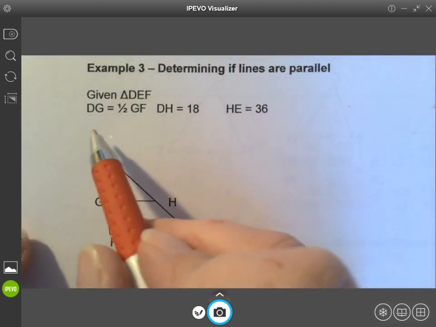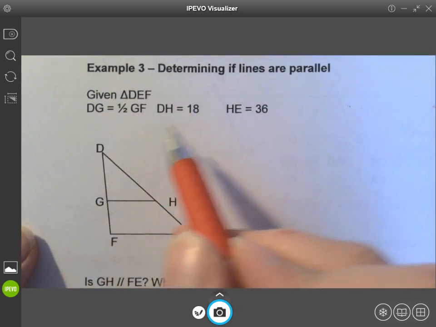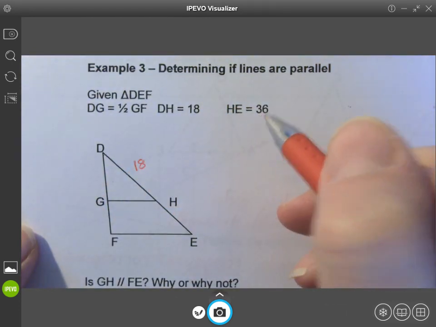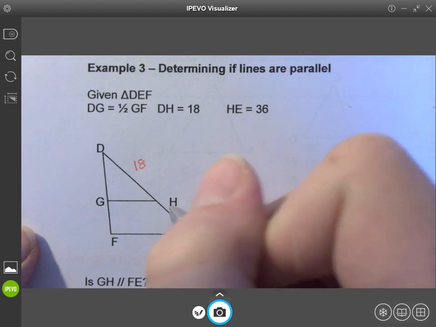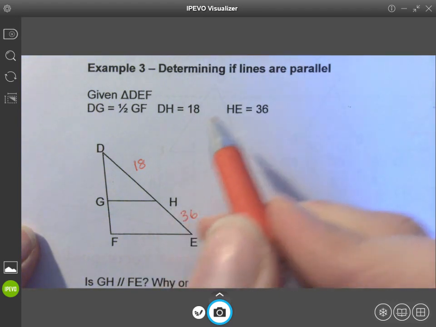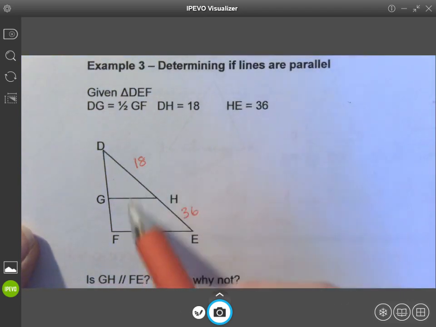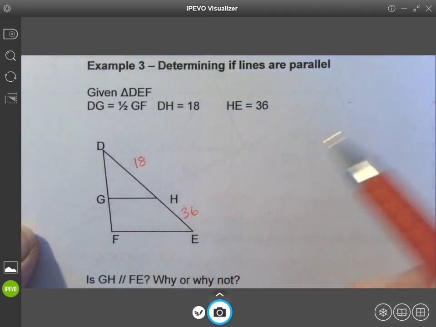So it says DG is half of GF. All right, I'm going to come back to that. DH is 18. It tells me that HE is 36. It's important that they tell you right here, determining if the lines are parallel. They're not actually telling me these lines are parallel, okay?